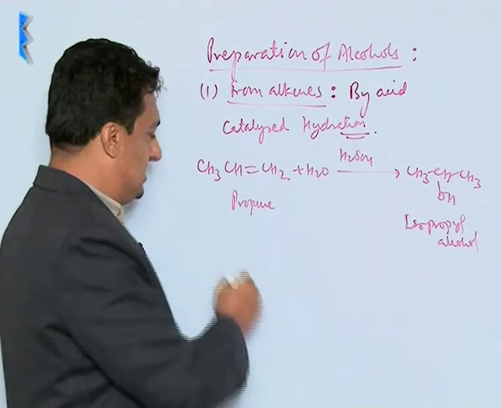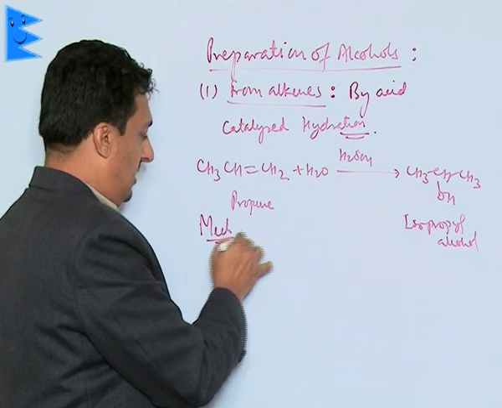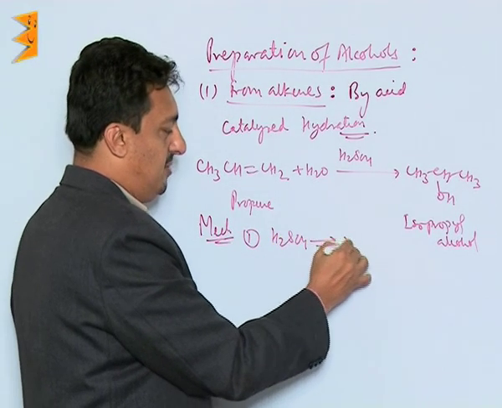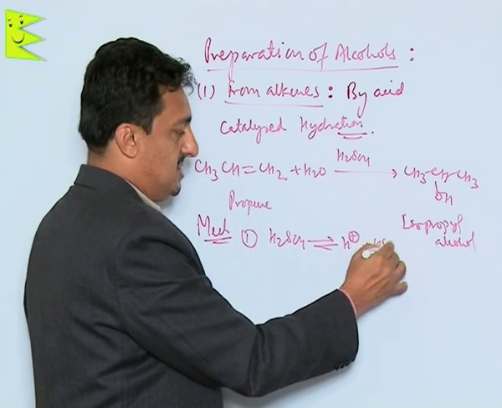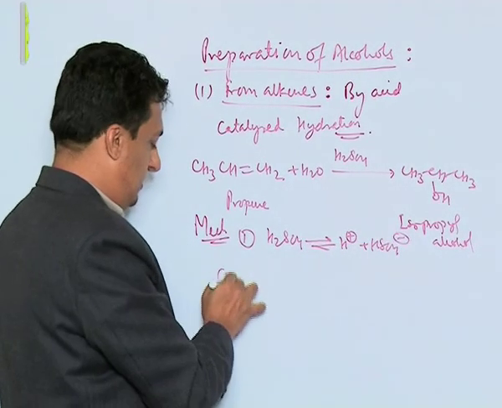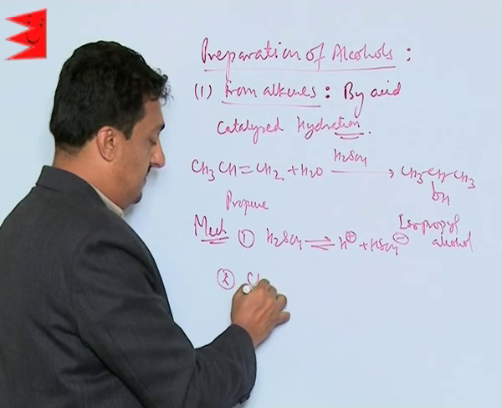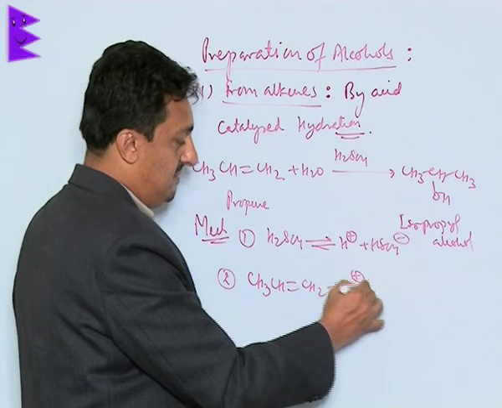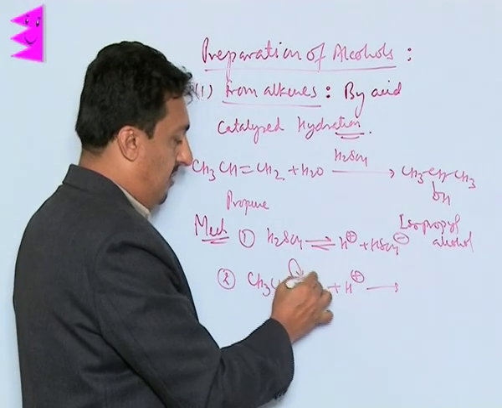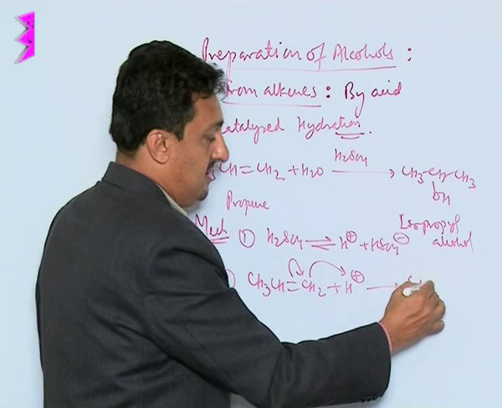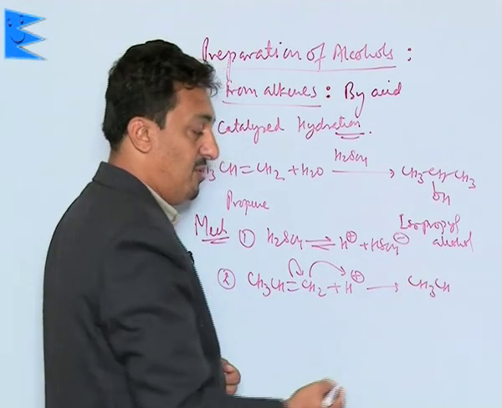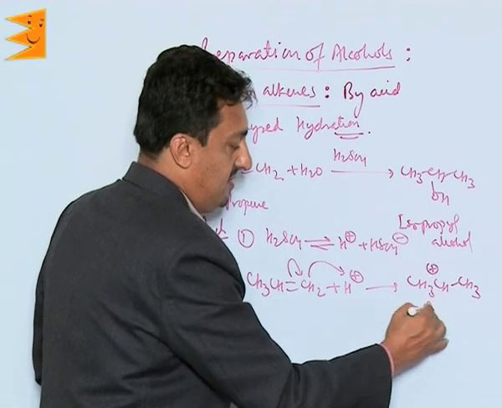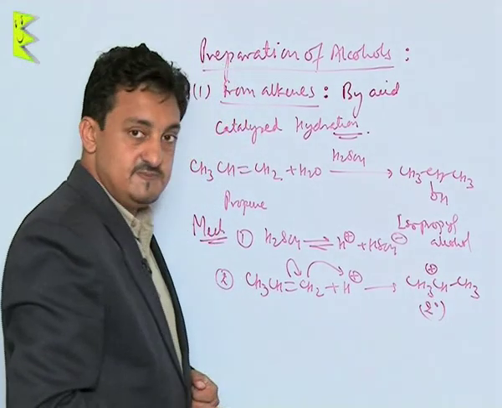Let us see the mechanism of this reaction. First the sulfuric acid breaks down into H plus and the HSO4 minus ion. This is how we get the electrophile. Now this electrophile attacks this unsymmetrical alkene. The shifting of the double bond takes place, and the H plus ion, the proton, attacks in this way. The more stable carbocation, which is the secondary carbocation in this case, is formed.